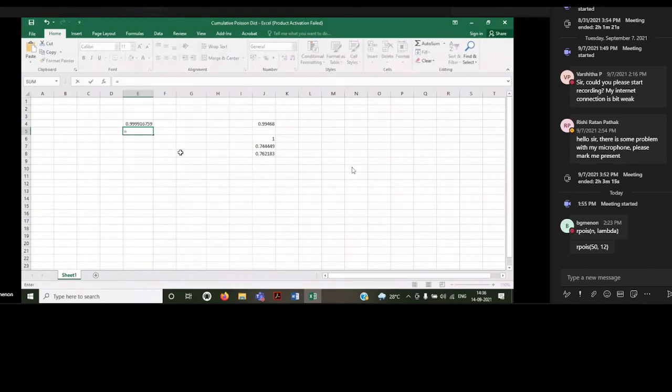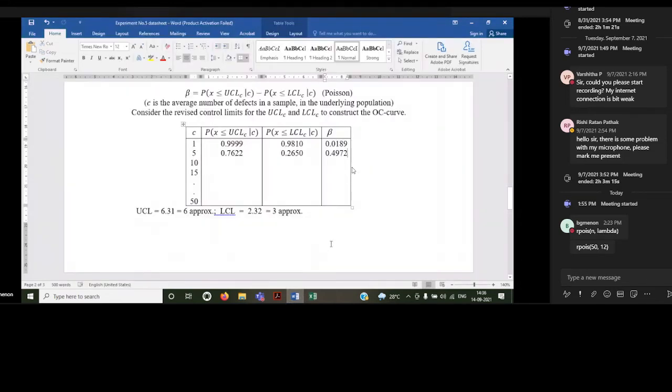Similarly for LCL, let us see what you are getting. Poisson.dist. What is x here? For LCL, x value. How much? 3. Is it not? Mean is the same as lambda or C, which is 1. Comma true. What is the value? 0.9810. Are you getting the same?